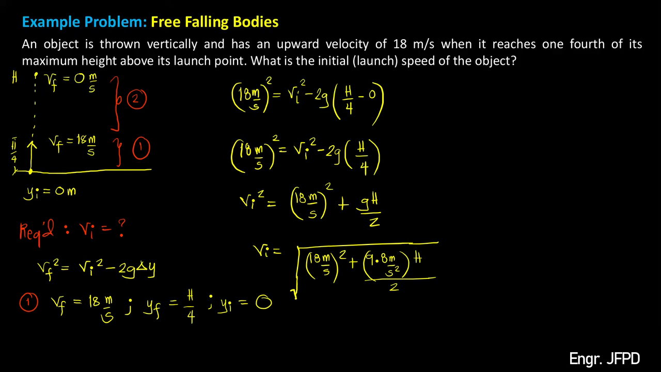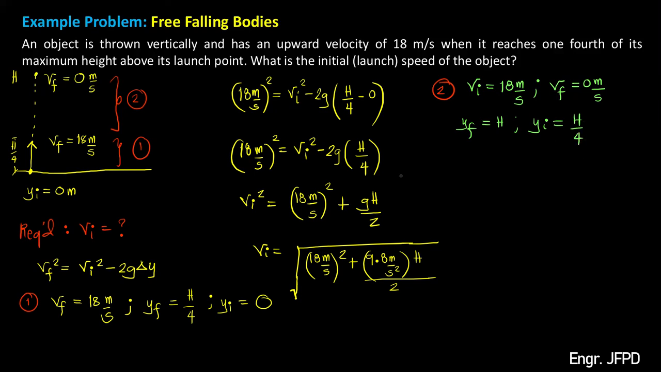And we can do this using the second part of the motion. On the second part of the motion, we can say that the initial velocity is equal to 18 meters per second, and reaching the maximum height of h, it will have a final velocity of 0 meters per second. For the final position, that is the maximum height h, and for the initial position, that is the position of h over 4 from the ground.